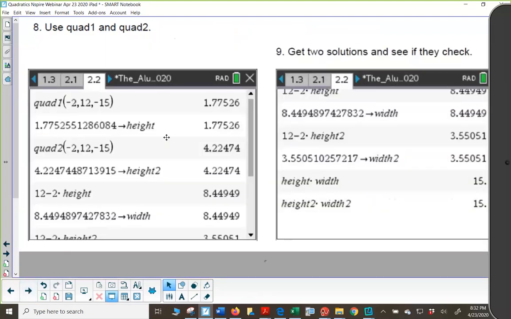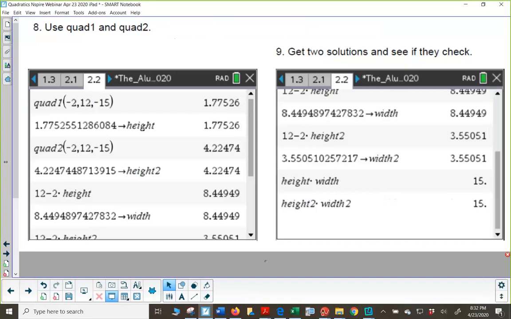And it turns out when I do one, I get this answer for X, 1.77 something. When I do the other one, I get 4.22 or something. And so I stored this into the variable called height. And remember I said before, you can have variable names with more than one letter, which is an advantage. I stored this in height2, and then I did 12 minus twice the height to get the width, and I did it again and got a different width, and I called those width1 and width2. And then I multiplied those two numbers, and I got 15 to show that they checked.